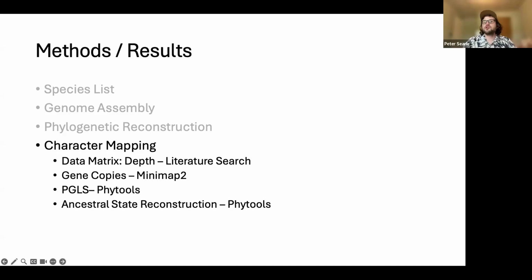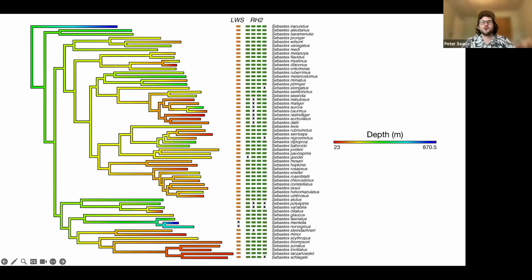What I plan on doing in the future is using a different program called Minimap, but I won't talk too much on that so I can get to the exciting results. If we put this all together, what you can see on the left is a phylogeny with average depth mapped as a continuous trait. Red indicates shallow water species, whereas blue indicates deeper water species. On the right are the numbers of copies of both LWS and RH2. I only got to these first two, but those were the ones I was most interested in initially. If a gene's missing, I've put in an X there.